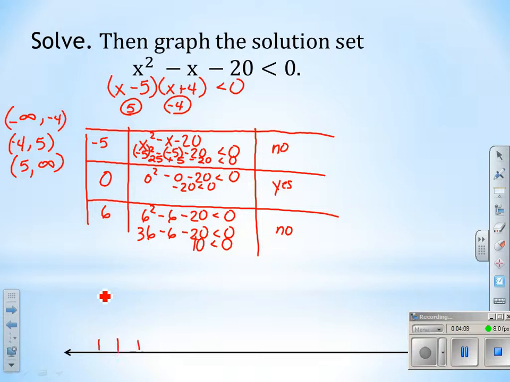So let's just put a couple of digits on our number line here. If we're going from negative 4 to 5, parenthesis at negative 4 and 5, and shade in between, indicating that all of these numbers in here are solutions. Okay, hopefully that wasn't so bad.